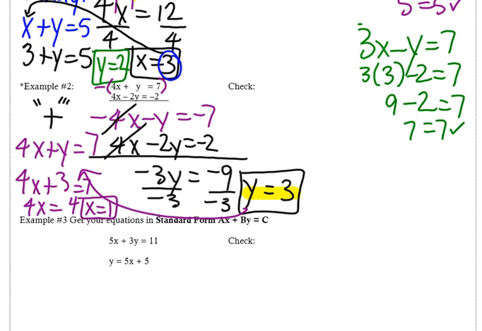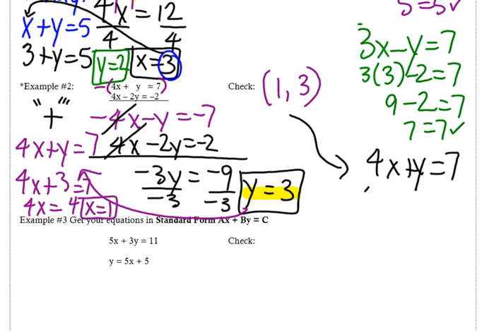Now I have my solution, 1, 3, and I need to check that. I again apologize for the amount of space. Okay, so we're going back into the original equations to check. Let's bring it down here. We have 4x plus y equals 7. 4 times 1 plus 3 equals 7. That checks.